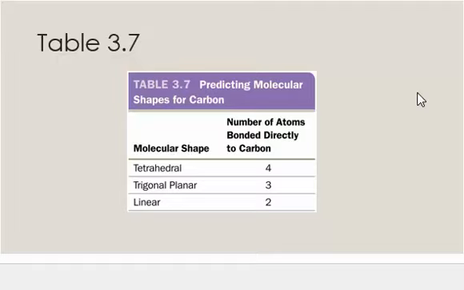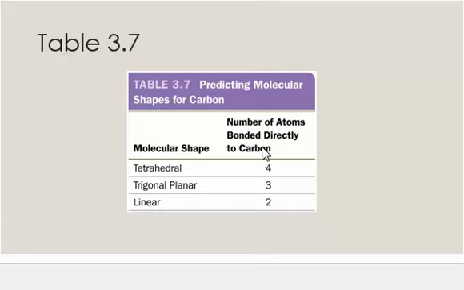90% of all chemical compounds contain carbon. We will consider the geometry of carbon in molecules throughout the semester. Since carbon never has any lone pairs of electrons in a Lewis dot structure, the number of atoms directly bonded to carbon determines the molecular shape. Table 3.7 summarizes the three shapes that are possible for carbon.